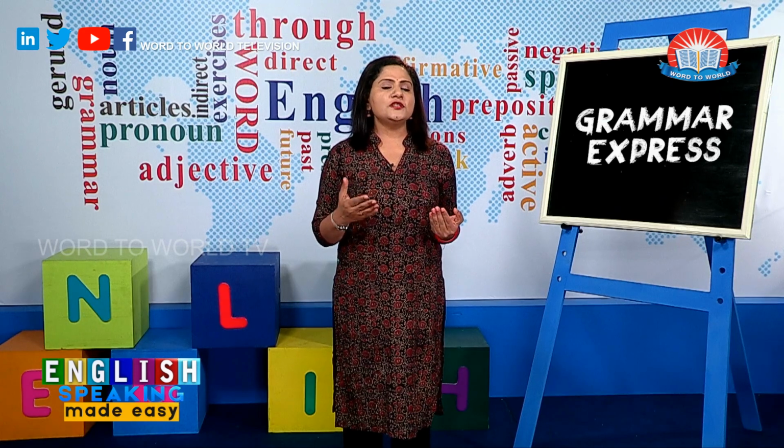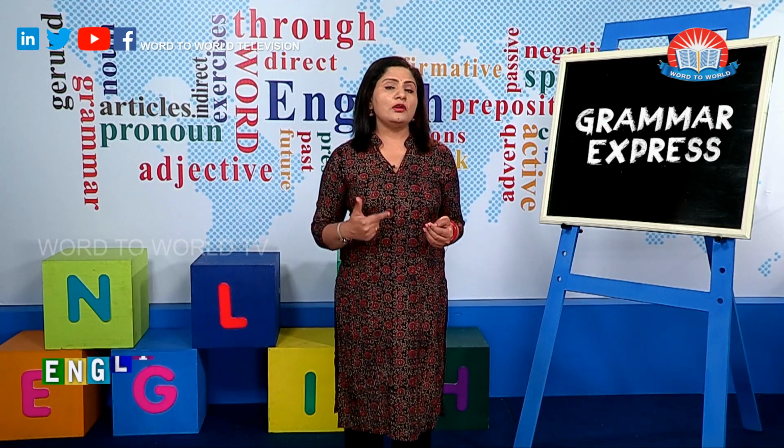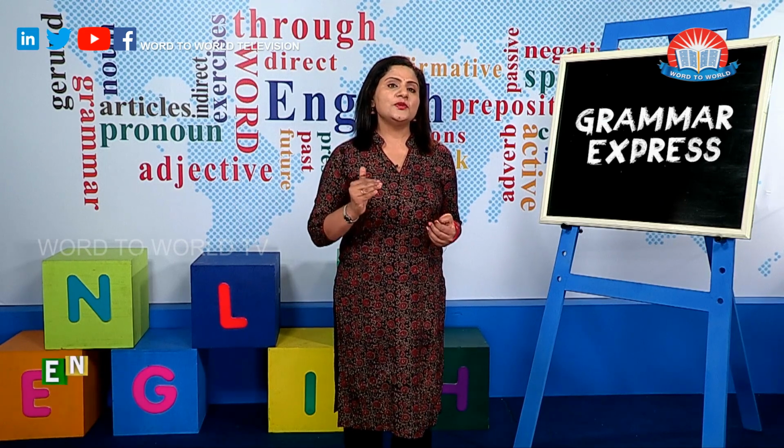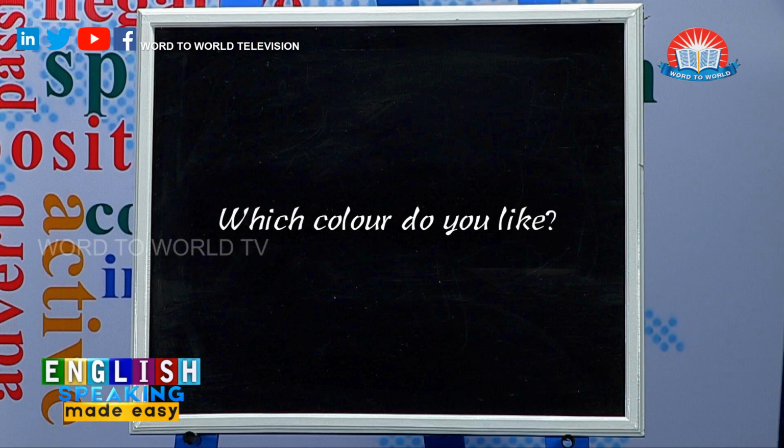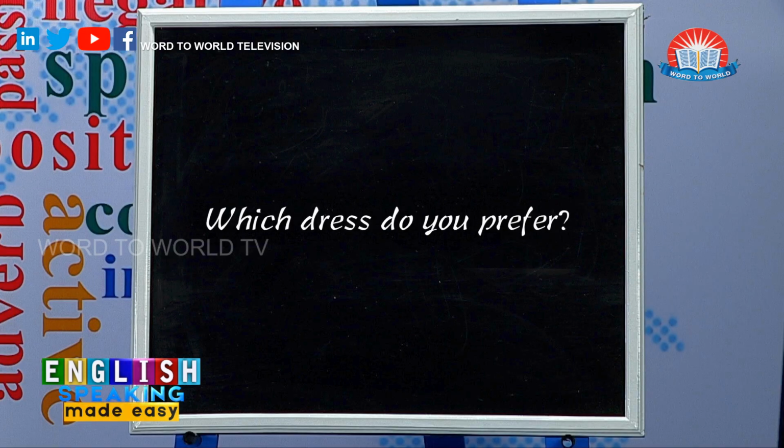Remember, in a sentence like this, which does not play the role of an adjective. And how do you know that? You know it because it is not immediately followed by a noun. Like we said, because an adjective modifies a noun, these words have to fit in very carefully before a noun. Now, here which is followed by an auxiliary verb and not by a noun. So, in this sentence, which is not an adjective. Which color do you like? Which dress do you prefer?